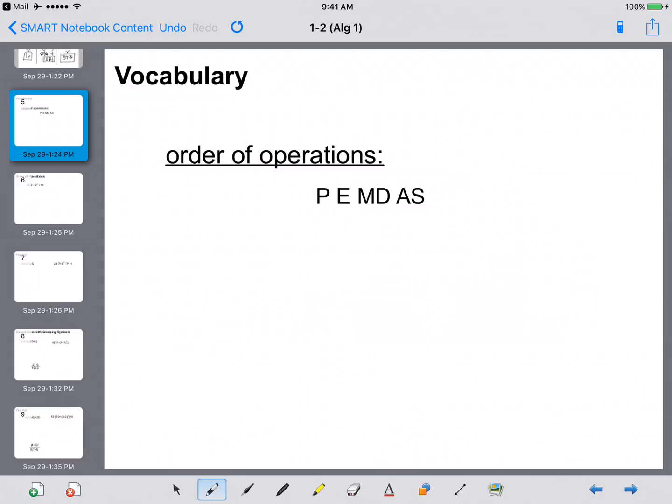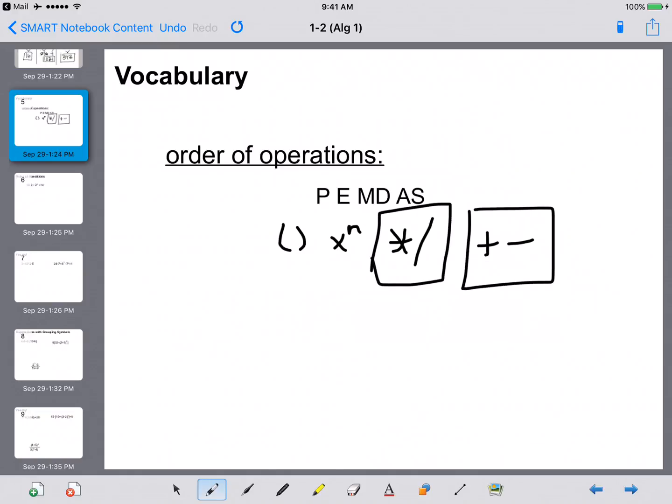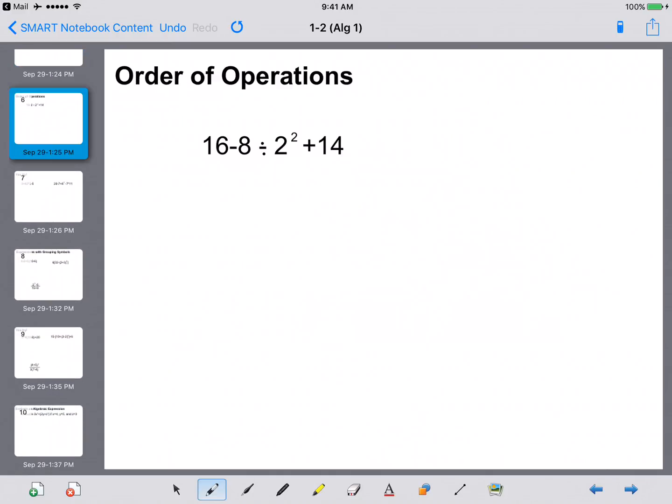Here in our vocabulary, again, we've got our order of operations, which is PEMDAS. So parentheses, exponents, multiplication and division, and addition and subtraction. And I should put a subtraction symbol, not an S. So addition and subtraction are one group, and multiplication and division is one group. So you just go from left to right with those. You don't do all the addition first and then the subtraction. And this should definitely be review for you.